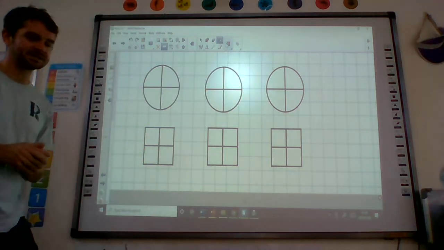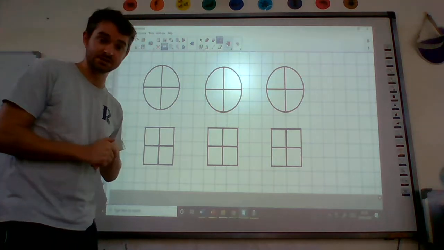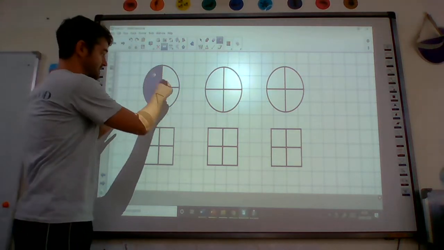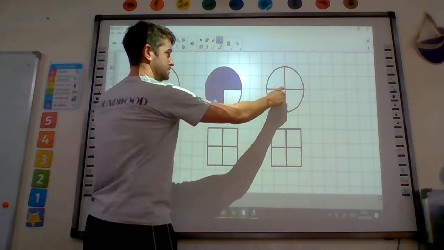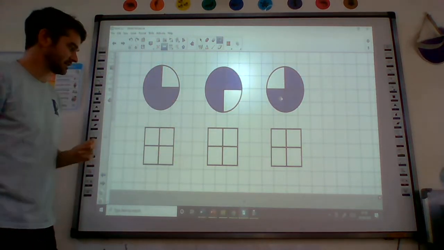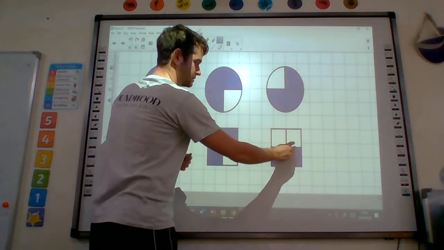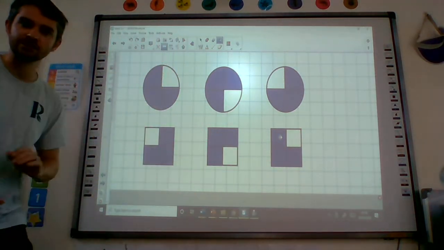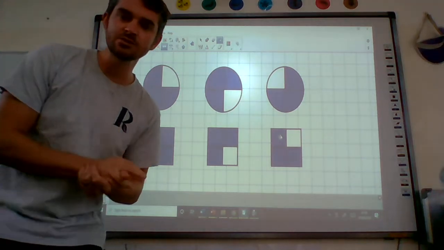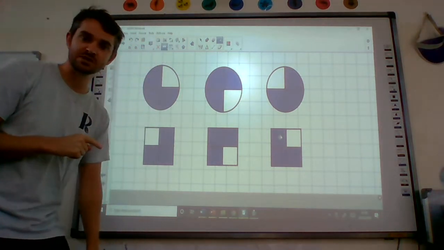One of your activities today will be to colour in to show 3 quarters. You can do it in lots of different ways. For the circles, it could look like this. Same thing for the squares. It could look like this. It's really, really useful if you can just see it and know that it shows 3 quarters.